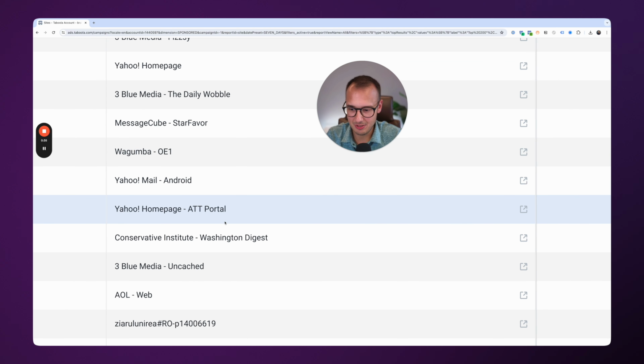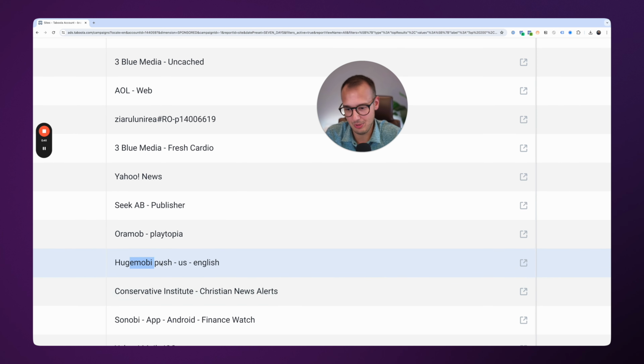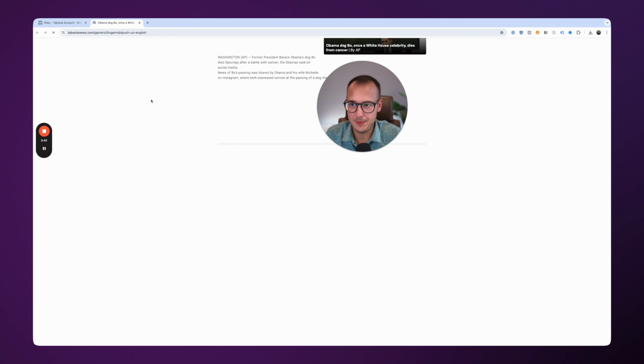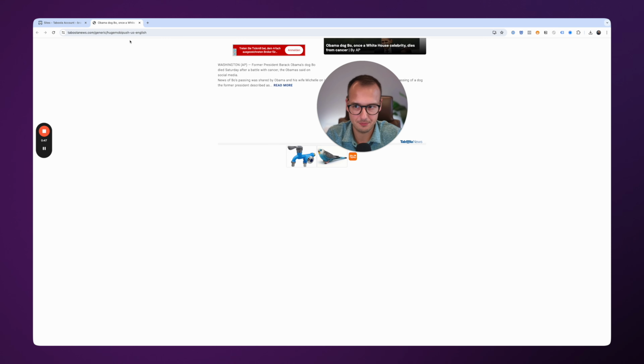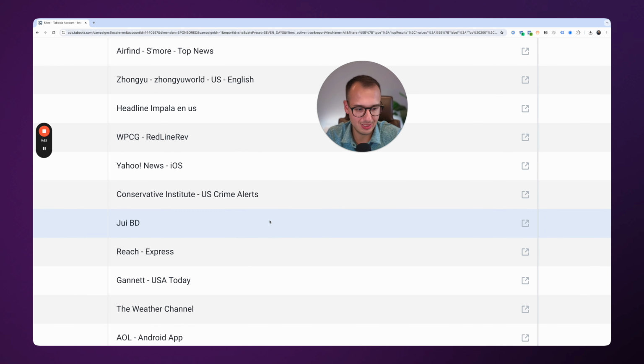So these things are not big brands or so, like Playtopia, something like this is push. I mean, here it's written that it's push. So these are the typical push placements, and they look a bit like this one here. As soon as you see this, you know for sure that you receive push traffic.